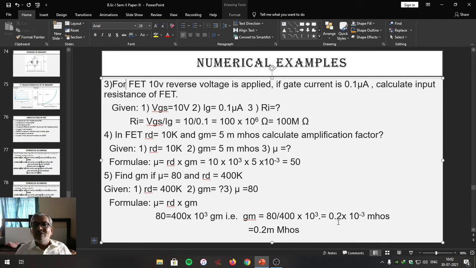80 upon 400 is 0.2, 10 raised to minus 3 mhos. So that comes to be 0.2 millimhos. So that is the transconductance, how we have to calculate.